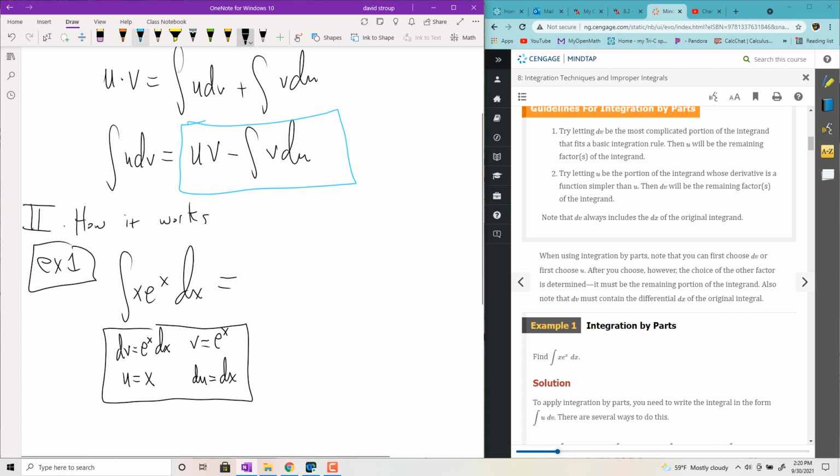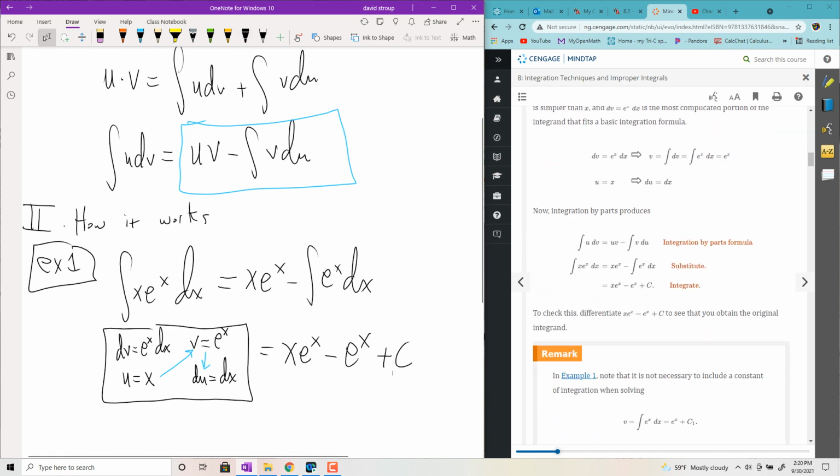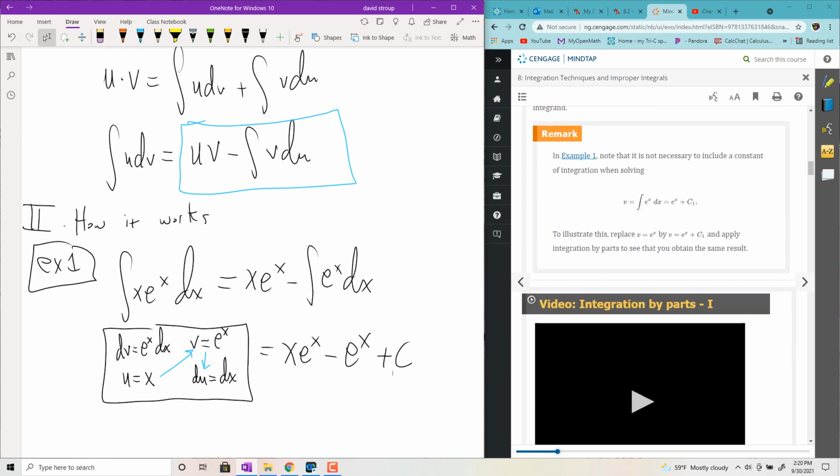So I go u times v, which is this times this, and in our case that will be x e to the x, and then minus the integral of v du, which is this times this. So I'll have e to the x dx, and then that second integral is simple. Elementary, so you can integrate that to just e to the x and then plus c, and you're done. Fairly simple idea.